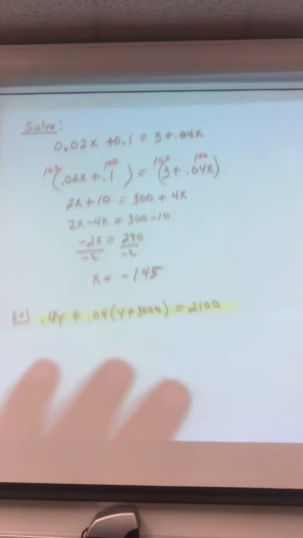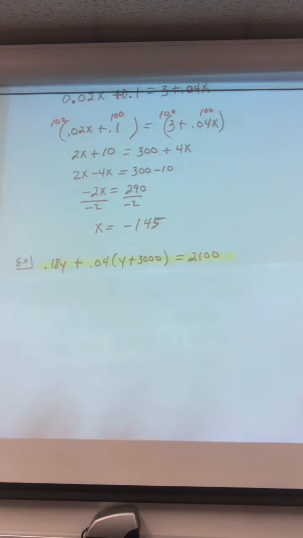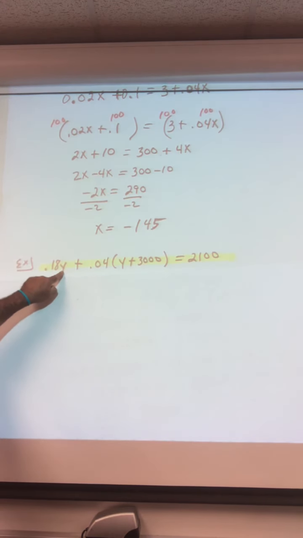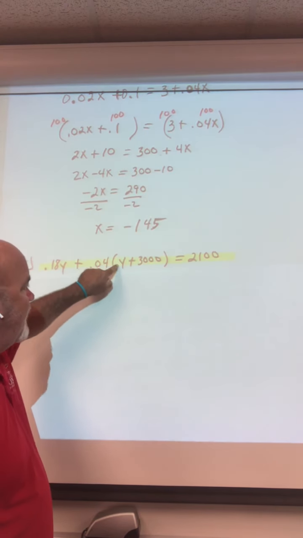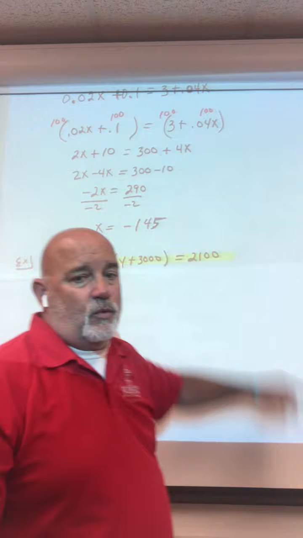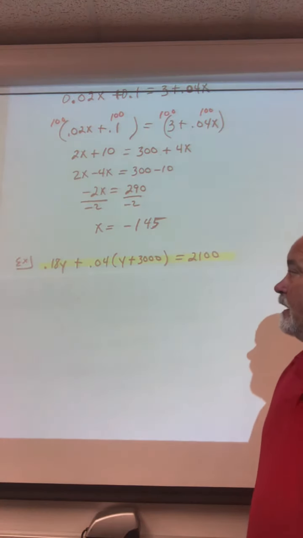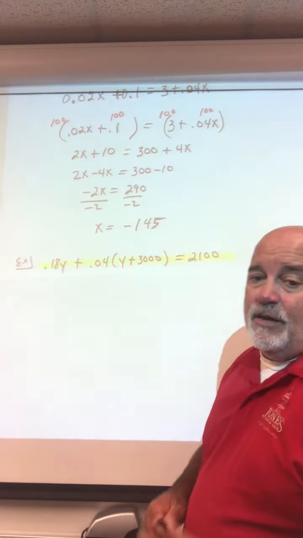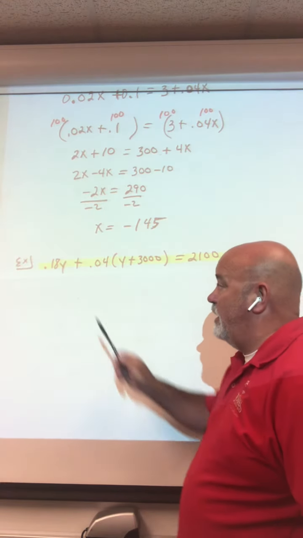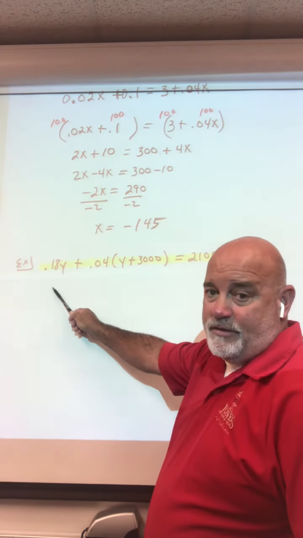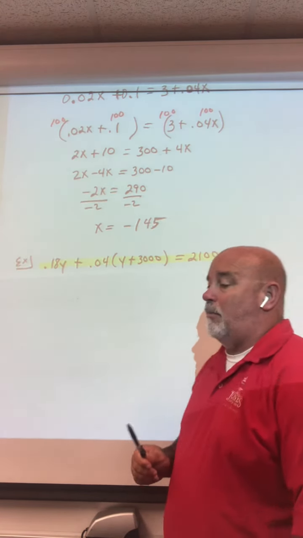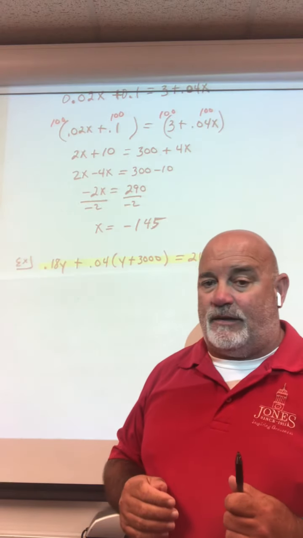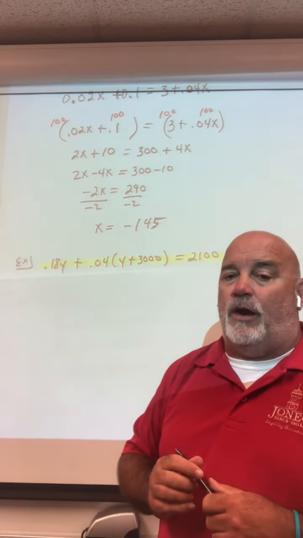Okay. Now, let's look at this next problem. And again, this could be 0.18, same thing, y, plus 0.04 times y plus 3,000 equals 2,100. All right. Let's look and see what place our decimals are to. This is 18 100ths, 4 100ths. So my decimals in this problem is to the 100 spot. So I'm going to multiply through by 100.